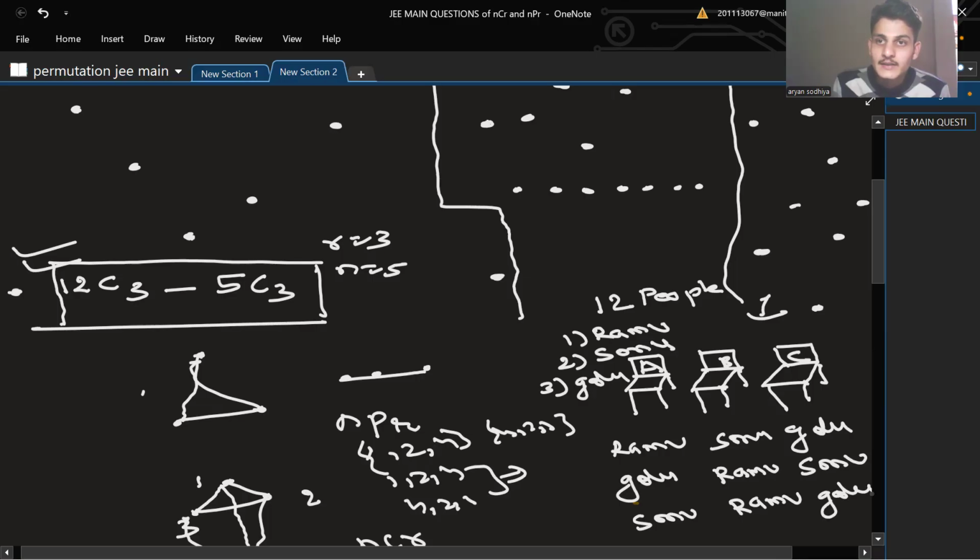So in this case, you can see that all three result in different arrangements. So whenever it is an arrangement kind of question, like 12 people need to be arranged on 3 different chairs.